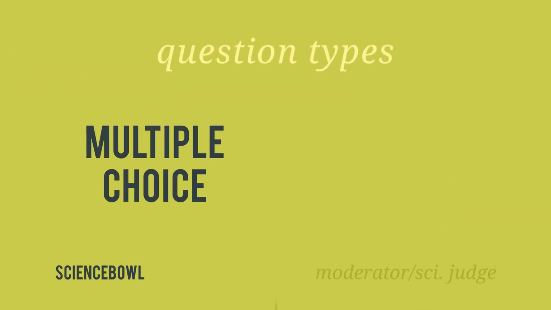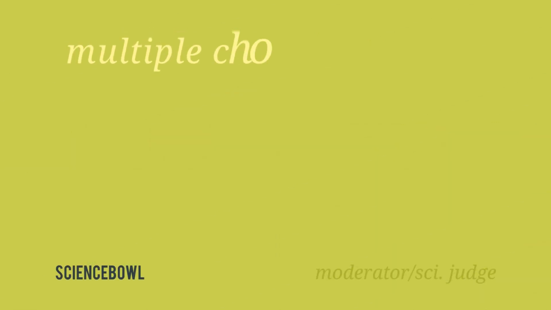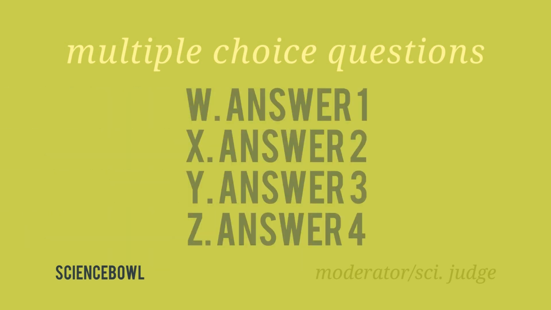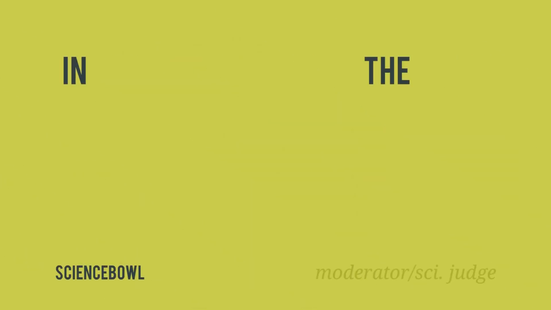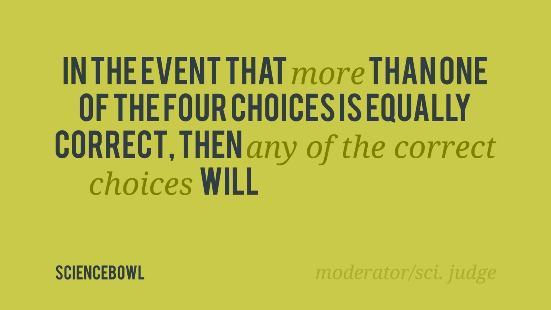Questions are either multiple choice or short answer. A participant may answer a multiple choice question with either the letter answer, W, X, Y, or Z, or the verbal answer. However, if the verbal answer is given, it must be exactly as indicated in the question by the moderator. If a participant gives both a letter answer and a scientific answer to a multiple choice question, both parts must be correct. In the event that more than one of the 4 choices is equally correct, then any of the correct choices will be acceptable.